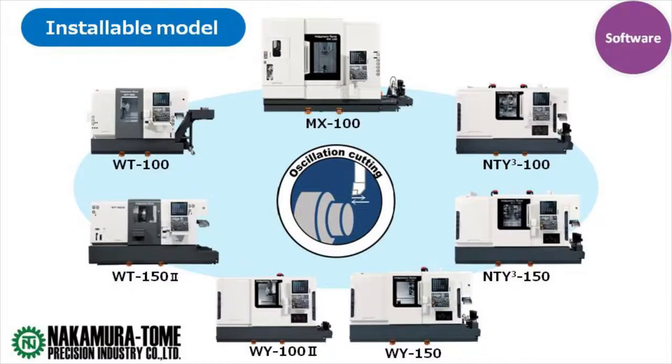Again, we can install this function on these machines: WT100, WT150 Mark II, W100 Mark II, W150, NTY3100, 150, and MX100. These machines are suitable for mass production with automation. We often install bar feeder, gantry loader, and robot system with them. So I'm convinced oscillation cutting is a really attractive application for them. Okay, let's go to the factory to see machining with this function.